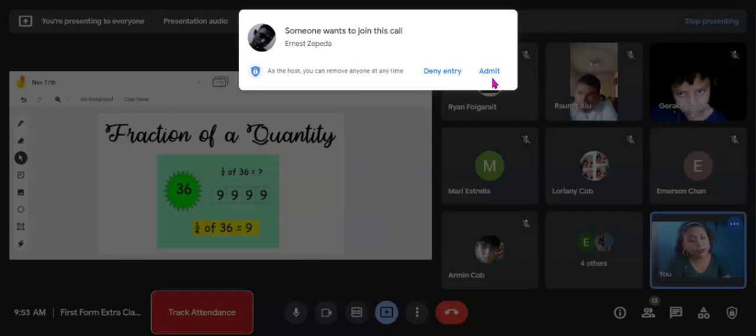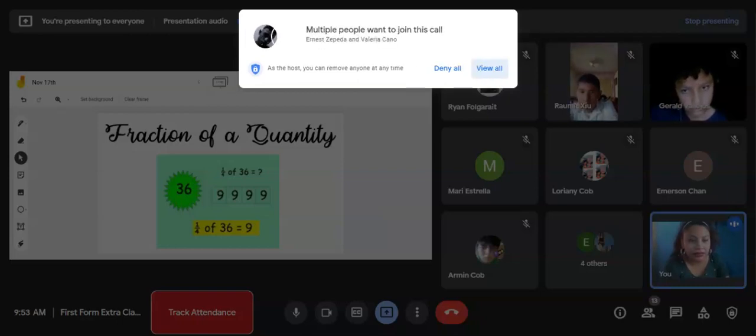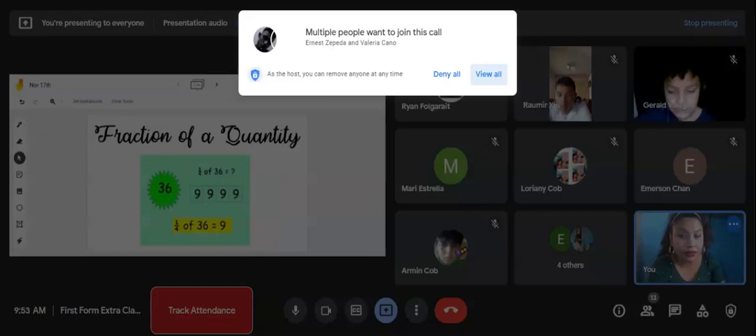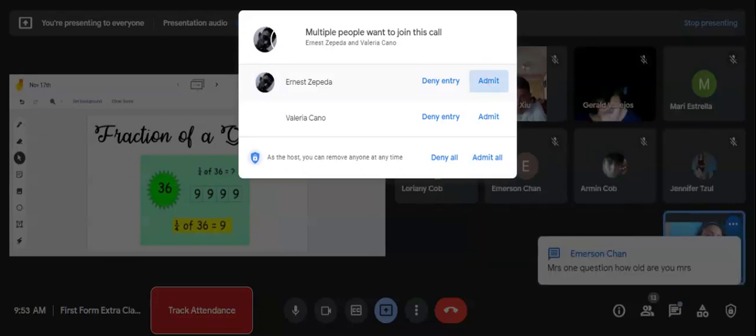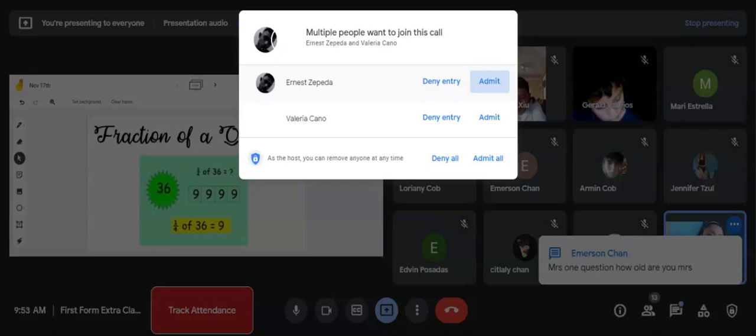Okay, can you guys see my screen? Yes, yes. Okay, good.